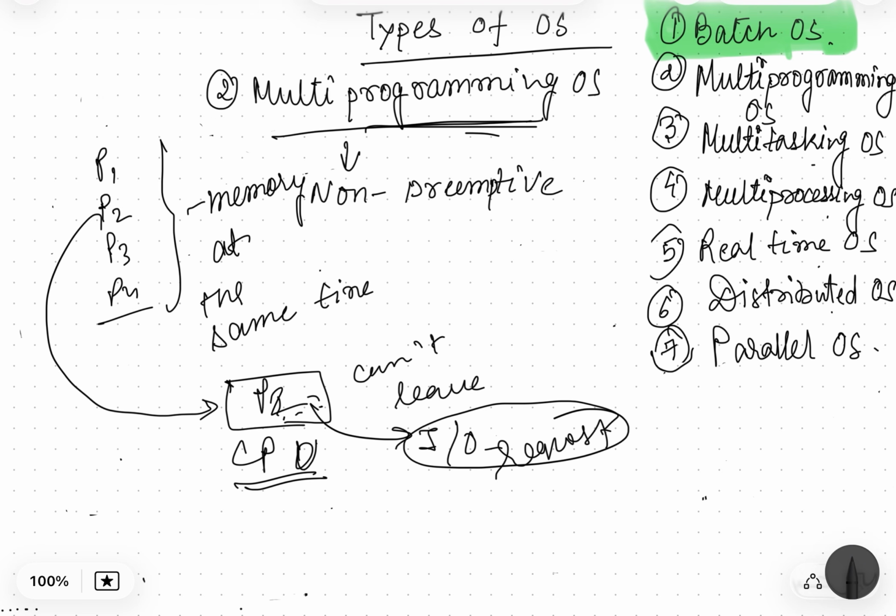So when are the processes leaving the CPU? If they themselves want to do some input output operation. At that time only the processes leave the CPU and another process is allocated to the CPU. The OS allocates another process to the CPU, but the OS can never remove any process forcefully from the CPU in case of a multiprogramming OS. That's why it is known as multiprogramming OS, and it is non-preemptive.